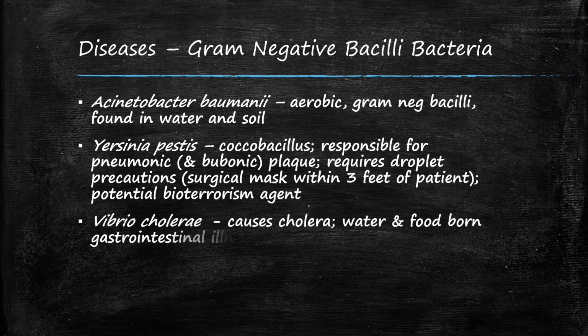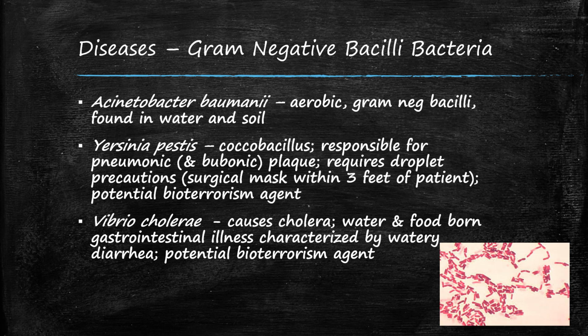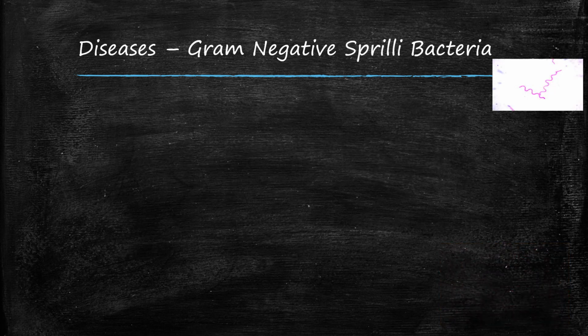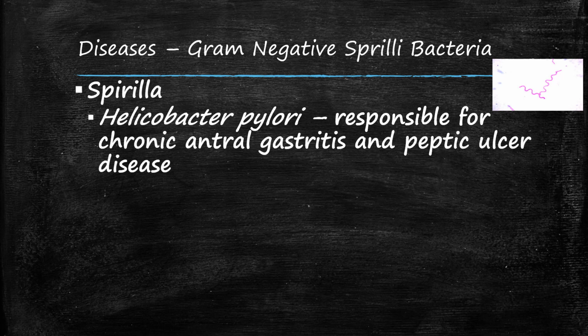Vibrio cholerae causes cholera, which is a waterborne gastrointestinal illness characterized by watery diarrhea, and another potential bioterrorism agent. And there's a picture to remind you of the gram-negative bacilli stained red, and they're that bacilli or rod-shaped organism. Next, we'll go to the gram-negative spirilli. Very interesting shape here that we have with this very unique spiral shape.